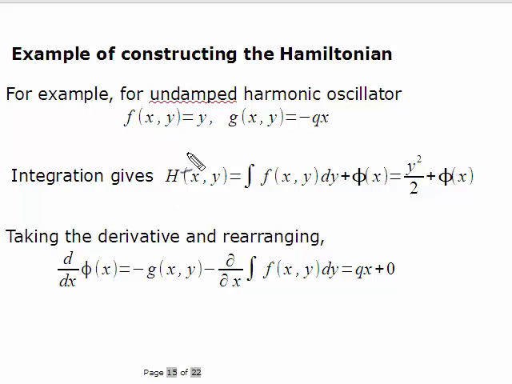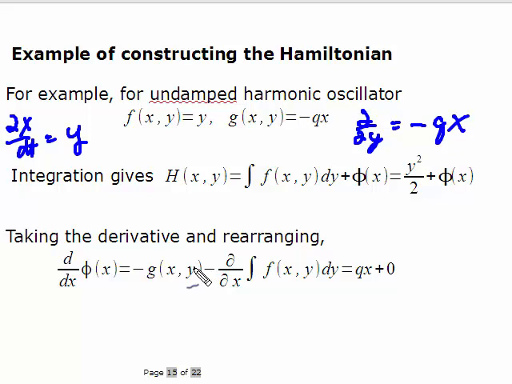Let's look at an example. Here is a system where we have dx by dt equals y and dy by dt equals minus qx, which of course is our undamped harmonic oscillator. We determined previously that it was a Hamiltonian system. So the first step in finding the Hamiltonian is to integrate f with respect to y and know that we'll have an extra function phi of x that can't be determined yet. So when I integrate y with respect to y, I get y squared over 2, and then I still have that function phi of x.